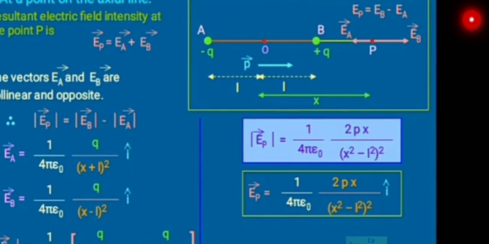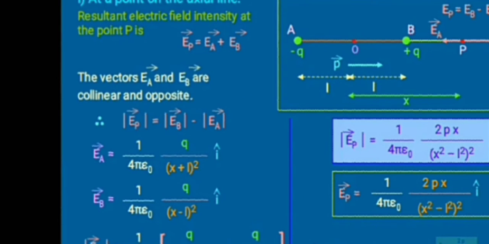Now let us study electric field intensity due to an electric dipole. Consider a dipole and suppose charge minus q is placed at point A and plus q is at point B, and the line joining these two charges in a dipole is known as the axial line or axis of the dipole, and a line perpendicular to the axis passing through the center of the dipole is known as the equator of a dipole.